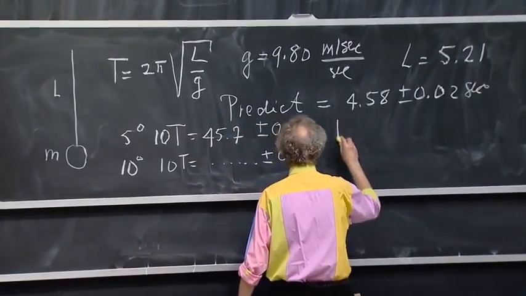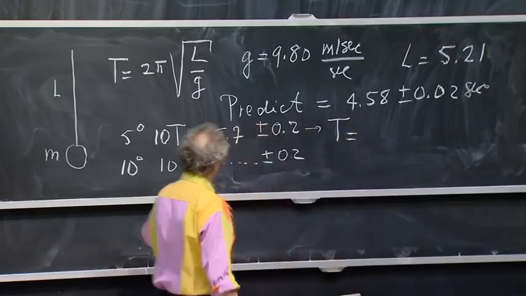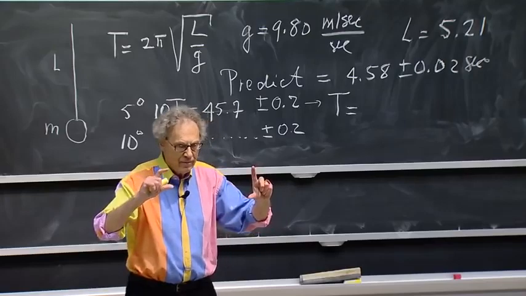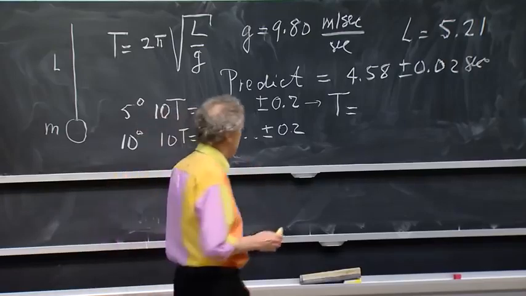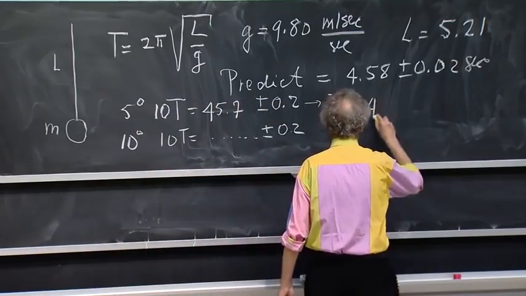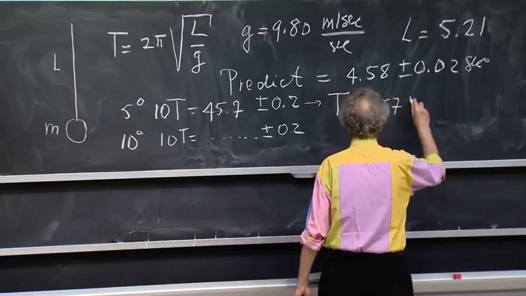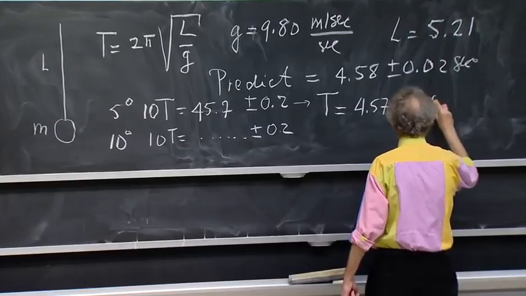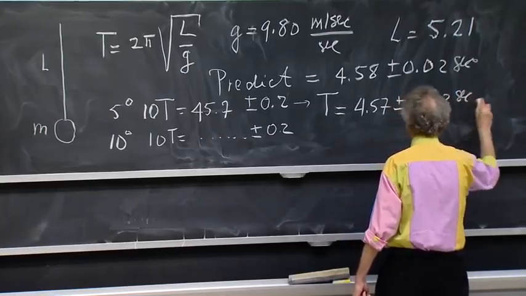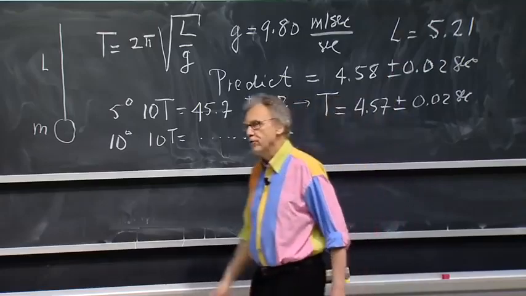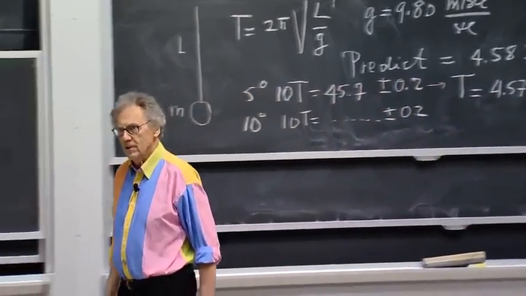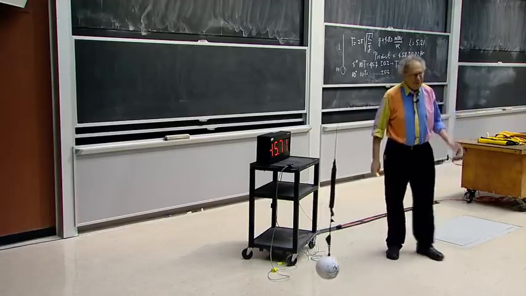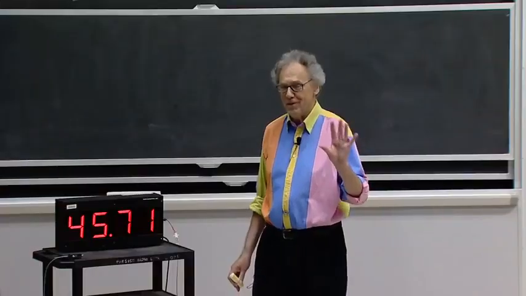So that becomes that t. That means this whole equation now has to be divided by 10. And now you will see why I measure 10 oscillations. So t is going to be 4.57 plus or minus 0.2 divided by 10. That is plus or minus 0.02 seconds. And you see, comfortably within the prediction. So maybe my reaction time is a little better than 0.2 seconds. Don't count on it because you haven't seen the rest yet.